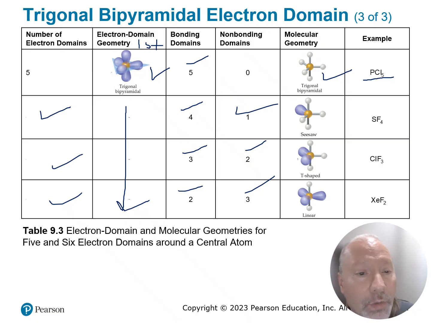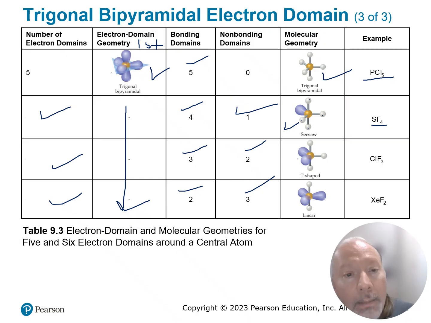Now we have another situation where we have 4 bonding domains, but now we have 1 lone pair of electrons. And that is best exhibited in sulfur tetrafluoride, which gives us a seesaw for the molecular geometry, a seesaw just based on that there's 4 point groups, and the other one no longer counts because it's just an electron domain. We don't count lone pairs of electrons as point groups. Then we go to bonding domains.